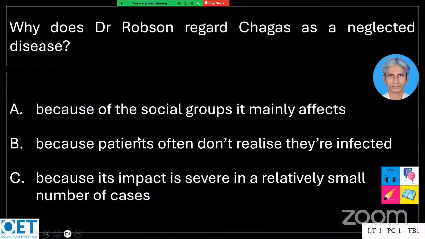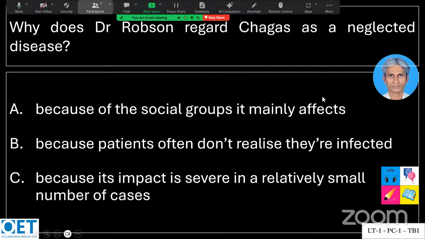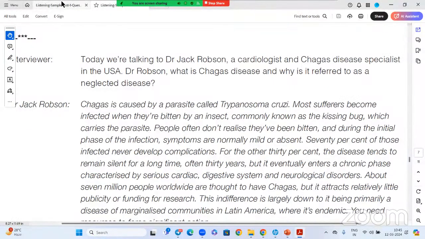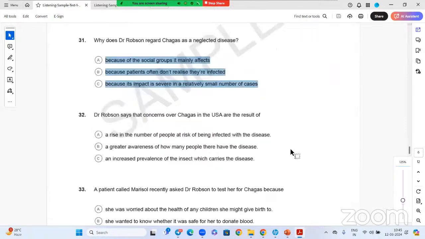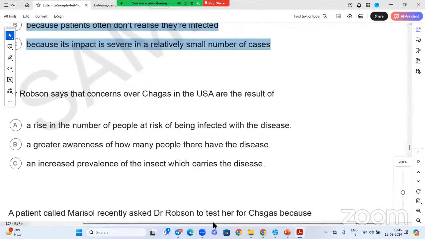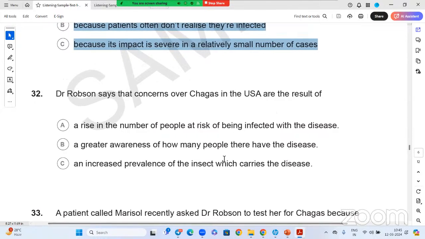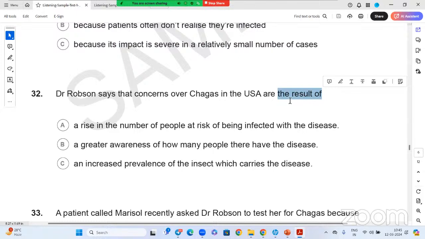Now let us see how important it is. Your OET is based on this one. Remember that. Now we'll go to the next question. Why means because. Reason and result. Here also, result of means cause and effect. Why means because, cause and effect.